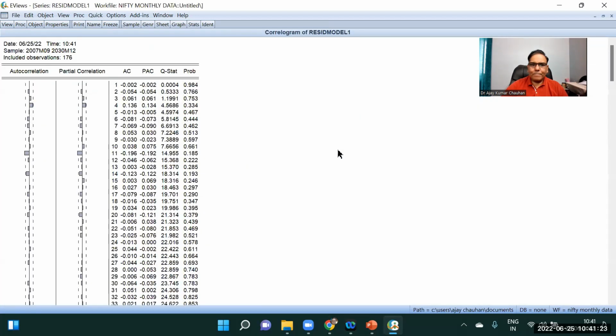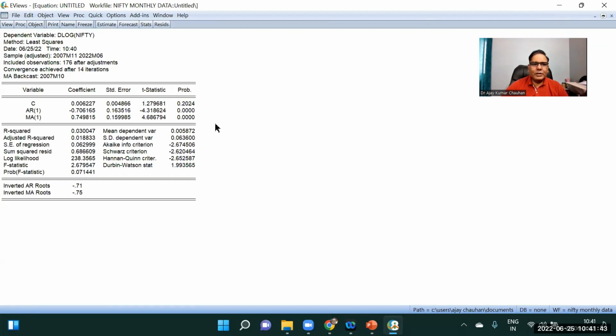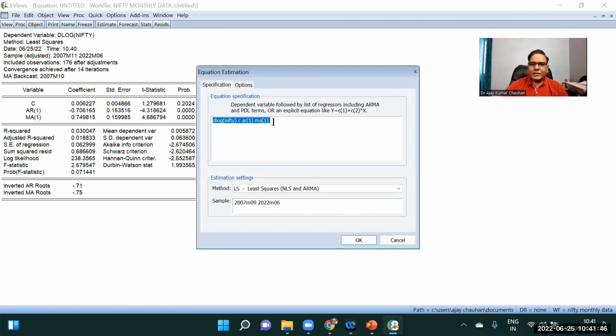So still you can see that the information is still there in the error term, this information is not captured. So the model is not good. So it means the model should be modified. MA2. So we have to try different models. MA2 also.